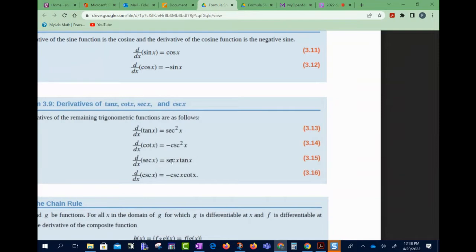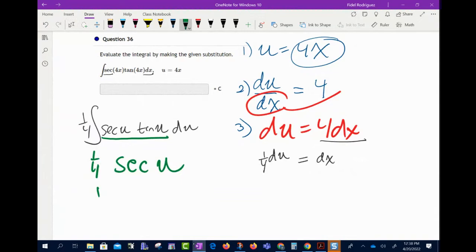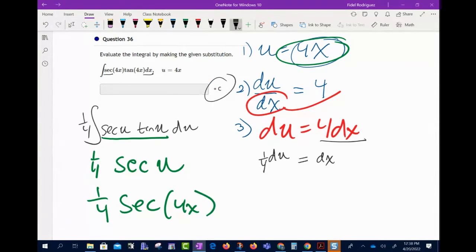So what I would say is, look, if I have secant x tangent x, the antiderivative would just be secant x. So when I come back over here and I see a secant u tangent u, the antiderivative would just be 1/4 secant of u. And then we need to resubstitute that back in. We said that u was 4x, so we're just going to put a 4x right there. And then, yeah, that's very good. John says, look, they already did the plus C, so I don't have to worry about that part. And now I'm good. Does that make more sense? Definitely? Okay, good.